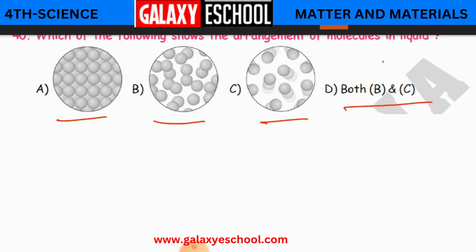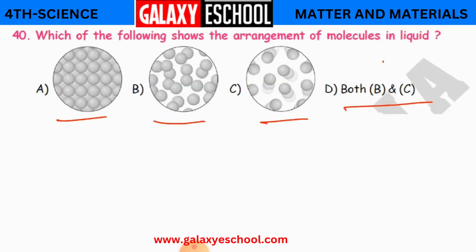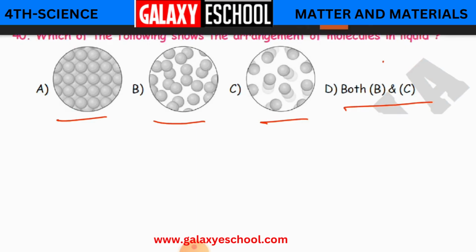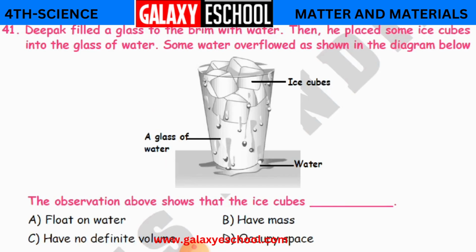We are talking about the liquid, children, here. We are talking about the molecules in liquid. How will they be? They are not very far away from each other, and they are not very close to each other. So that is why our answer is B. Okay, our answer is B. Clear, children? Now, we'll go to the next question, the 41st one.